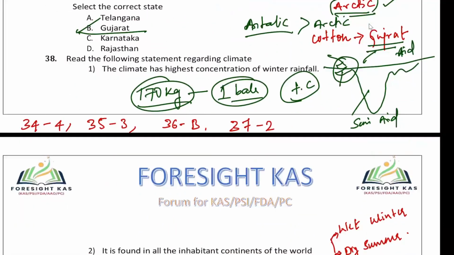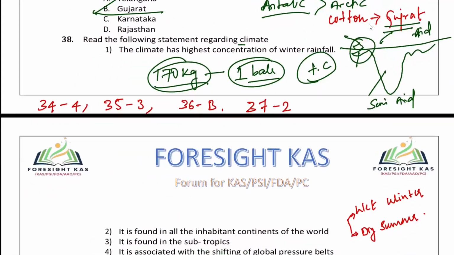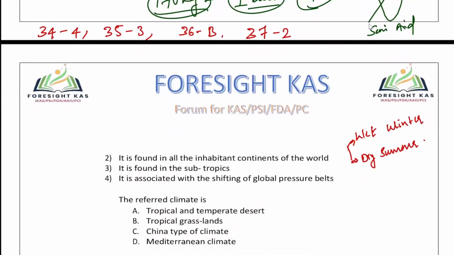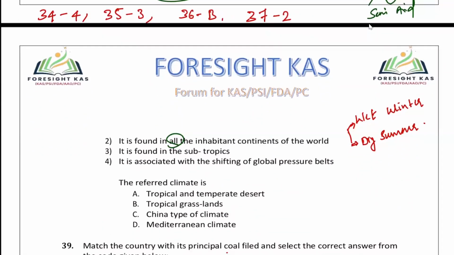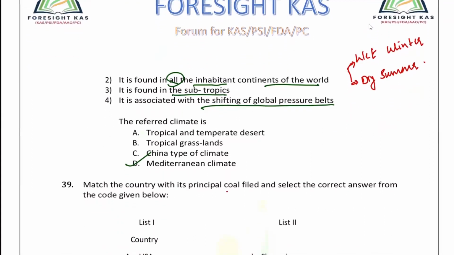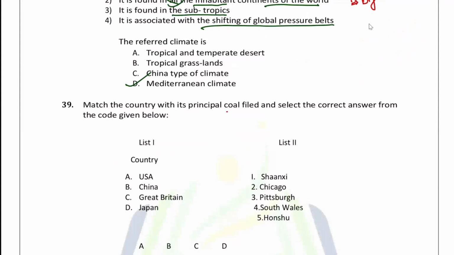Read the following statement regarding climate. The climate has the highest concentration of winter rainfall. Again, this question has been asked a number of times. Winter rainfall means, you understand, this is a savanna type. Sorry, it's a Mediterranean type of climate. It is found in all the inhabited continents of the world. It is found in the subtropics. It is associated with the shifting of global pressure belts. I have already told that. If you have not watched the Mediterranean type of climate that I have discussed, kindly watch that previous video. That's very important.